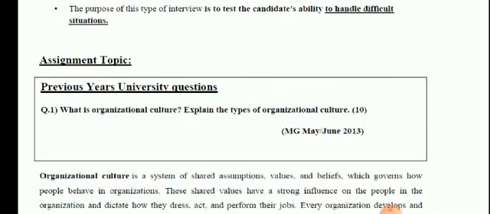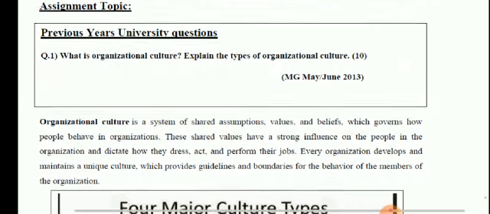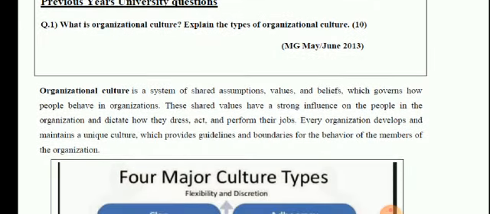Then we have one more topic: organization culture. Organization culture is a system of shared assumptions, values and beliefs which govern how people behave in organizations. So there is a culture that each organization follows. This culture is divided into 4 types.